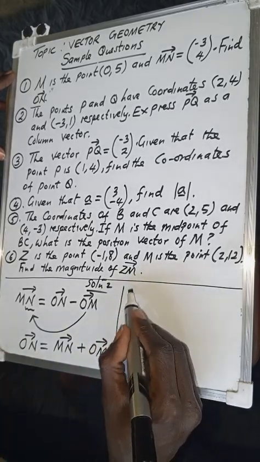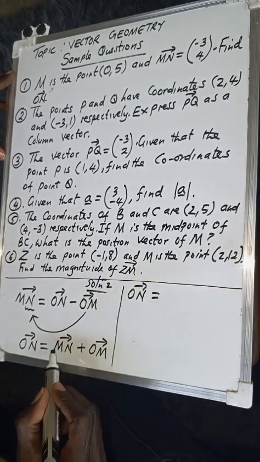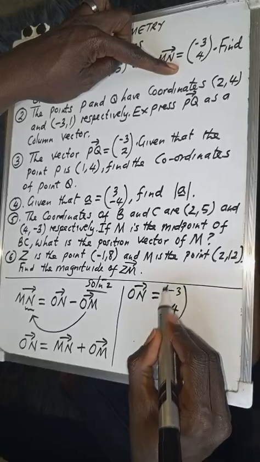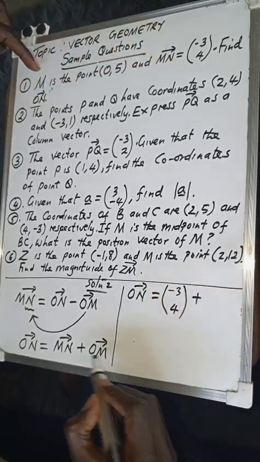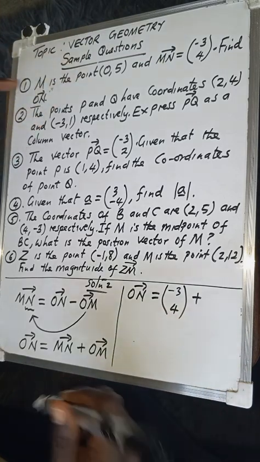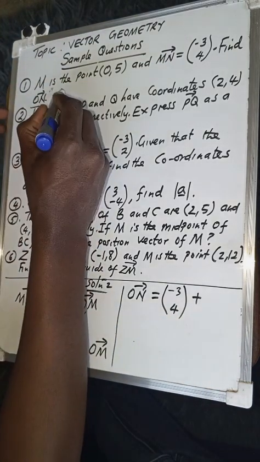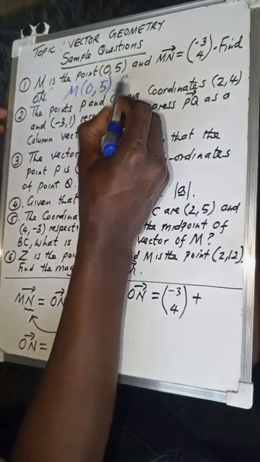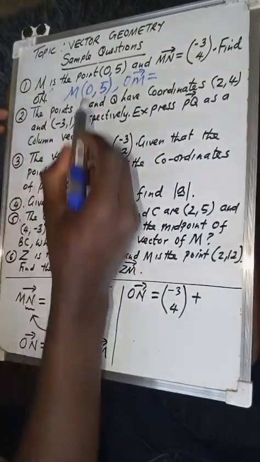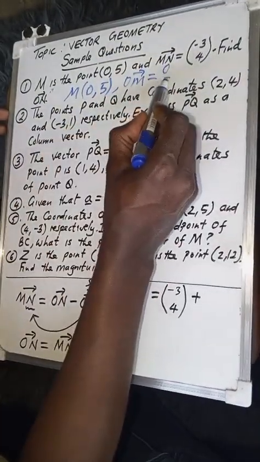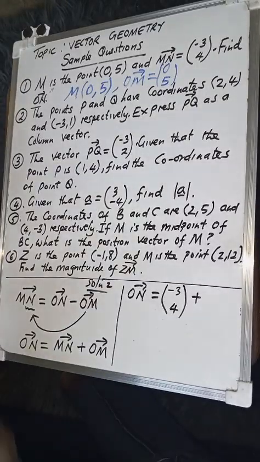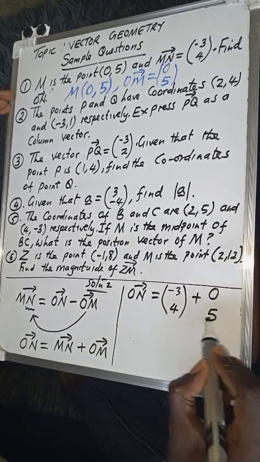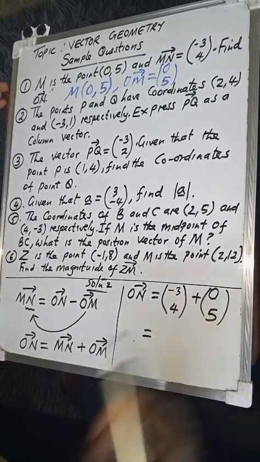So how is that going to be? ON will be equal to, what is MN? You already have that. It is negative 3,4 in column form, plus what is OM? Remember, you have the point M. The point M that they have given you is simply 0,5. If you are starting from the origin, which is OM, and you're writing it in vector form, you just change this coordinate into column form. So that would be 0,5, but you write it in column form. So therefore my OM is simply 0,5. And you add or subtract what is corresponding.